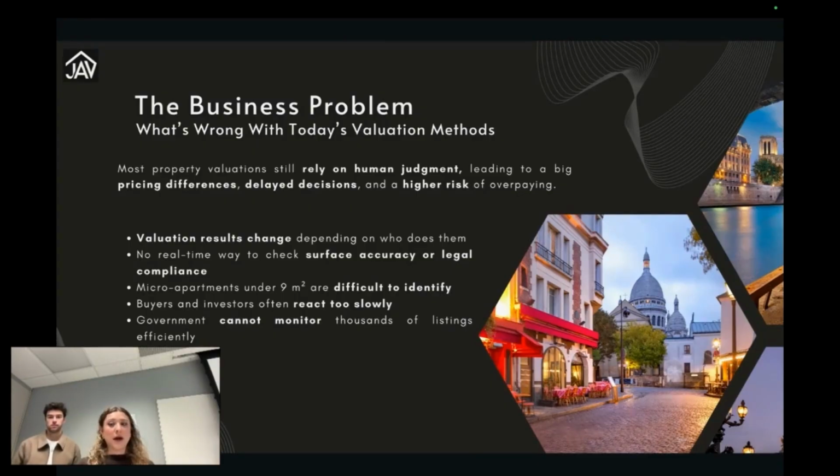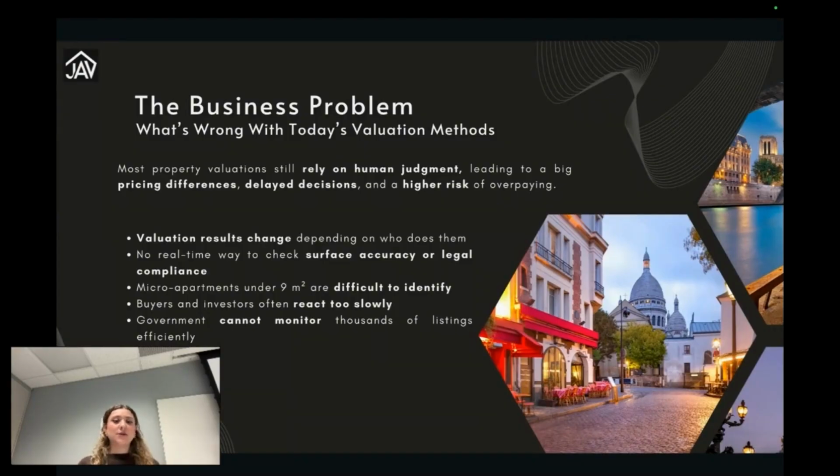Valuation results can change depending on who does them and depending on the sites you look at. There's no real-time way to check surface accuracy or legal compliance. Maybe an apartment says it has 45 square meters, but it's actually lying. Micro apartments under 9 square meters are really difficult to identify, because maybe they will say they have 9 square meters, but that's not the real case.